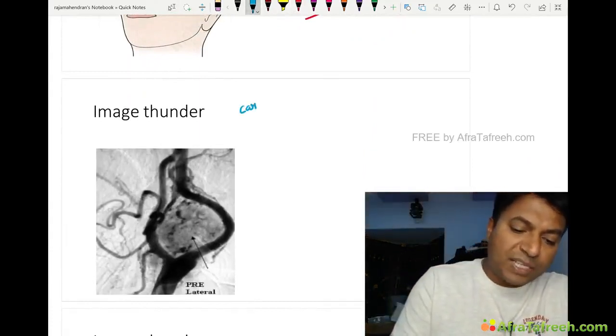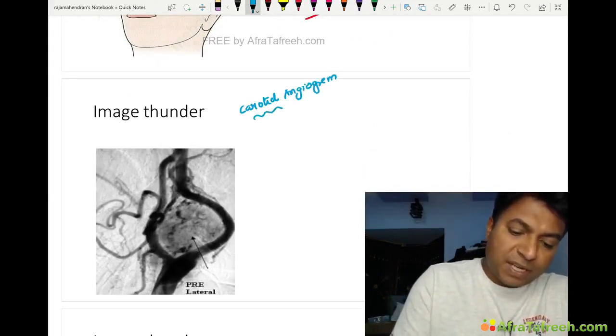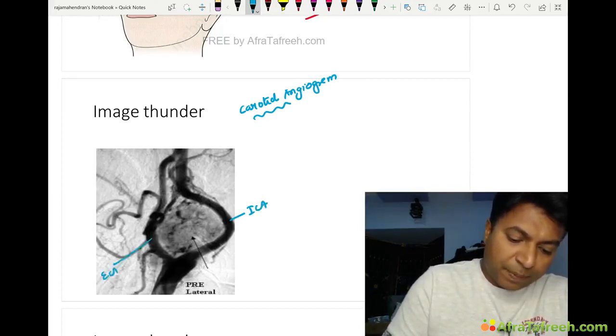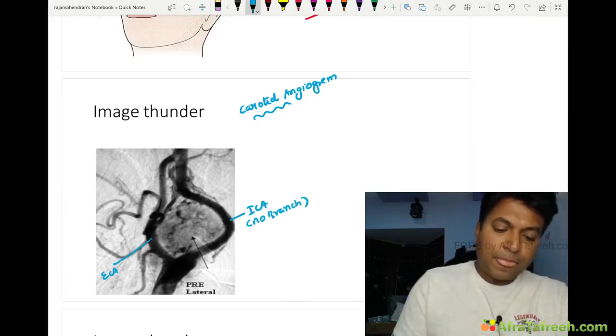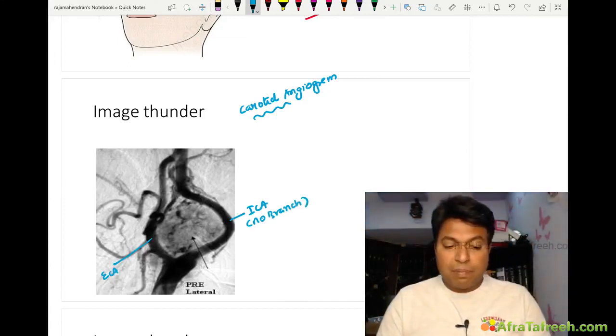This is a carotid angiogram. The carotid angiogram is showing you a picture here. You can see this is the internal carotid artery. This is the external carotid artery. The internal carotid artery has no branch in the neck. You can see the external carotid artery having multiple branches.